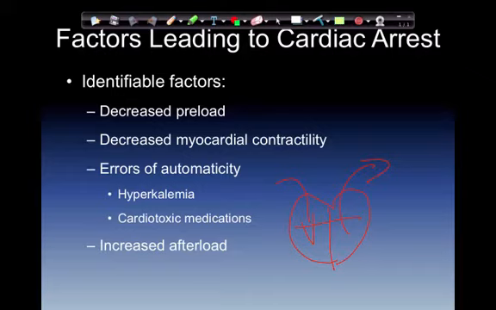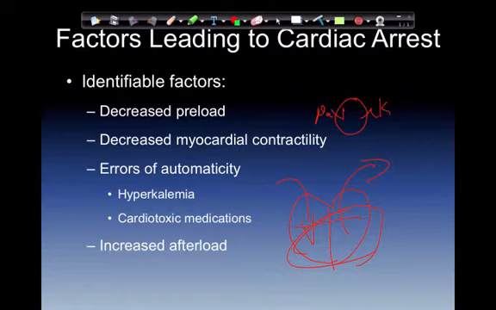Decreased myocardial contractility. The heart itself can no longer pump efficiently for whatever the reason. Errors of automaticity, and in those errors we see the dysrhythmias. So if they're bradycardic, tachycardic, V-tach, V-fib, things like that, you can have no cardiac output or very little cardiac output. Hyperkalemia is another cause. The sodium-potassium pump is required to generate an action potential in the actual cardiac muscle cells. So if you have too much potassium on the outside, it's going to throw a monkey wrench into the sodium-potassium pump, or the ability of the heart to generate an action potential.